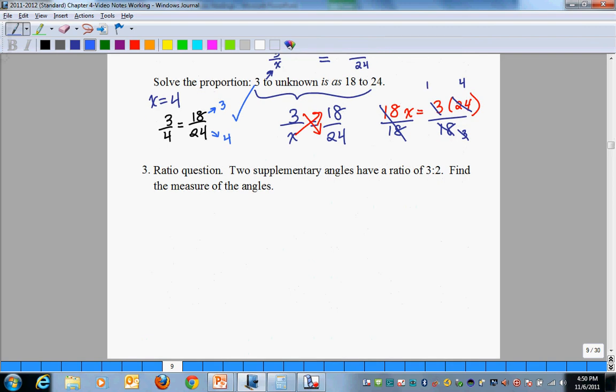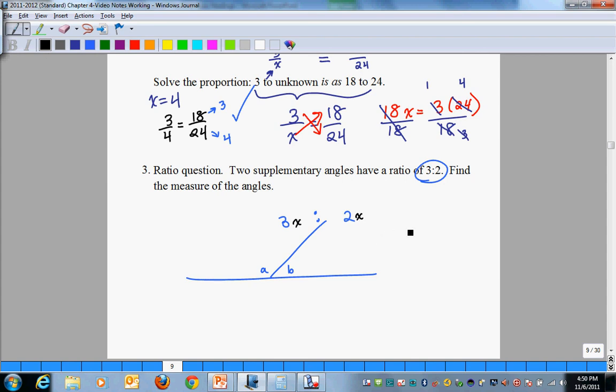Another common ratio question is if we have 2 supplementary angles which have a ratio of 3 to 2, find the measure of the angles. So here we have angles. We'll call this angle A and angle B, and they have a 3 to 2 ratio. Well, this is really simple. When you have a 3 to 2 ratio, it means this was 3 of something and this was 2 of something. Has to be the same something but reduce.